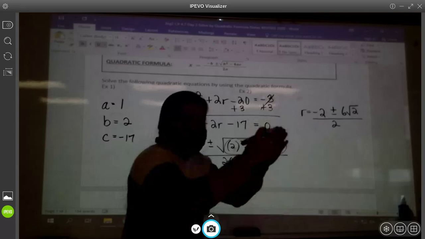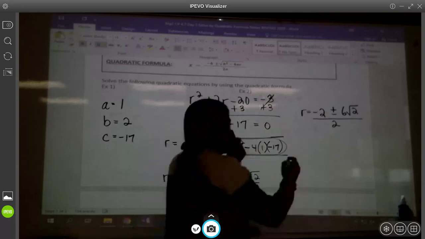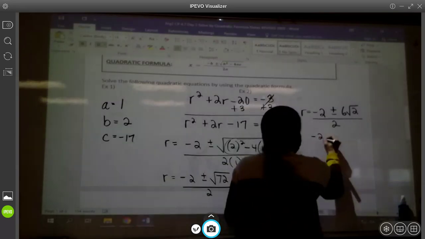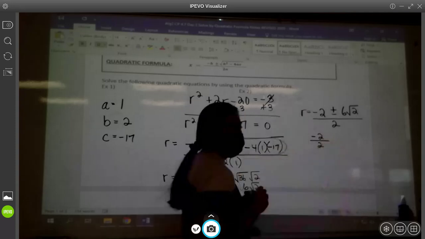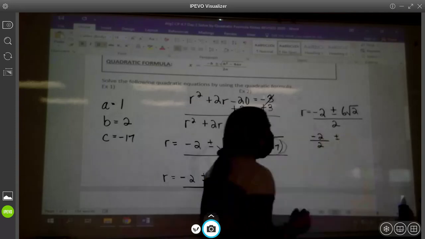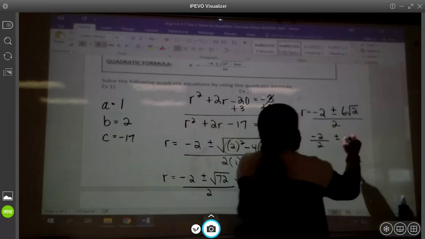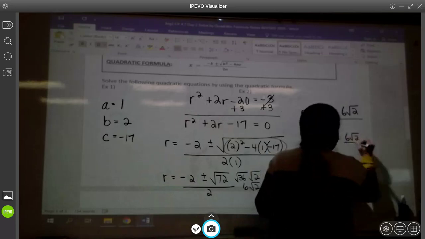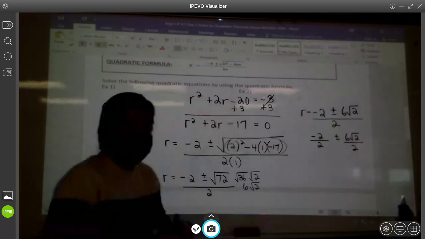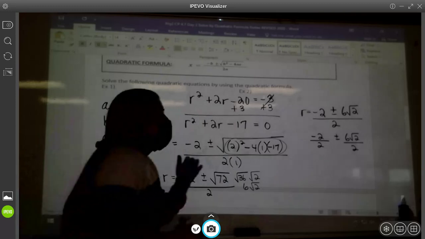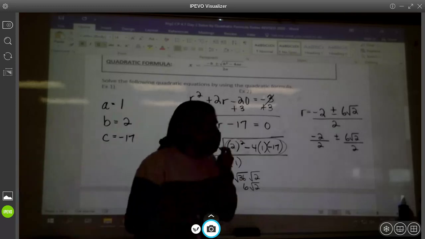So let's split this into 2 separate fractions. I'm going to take negative 2 divided by its own 2, and then plus or minus will go in the middle. Then I'm going to take 6 times the square root of 2 and divide that by its own 2. Just split the numerator. Now we can do separate simplification.